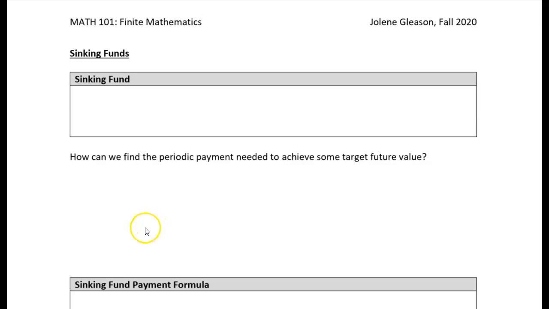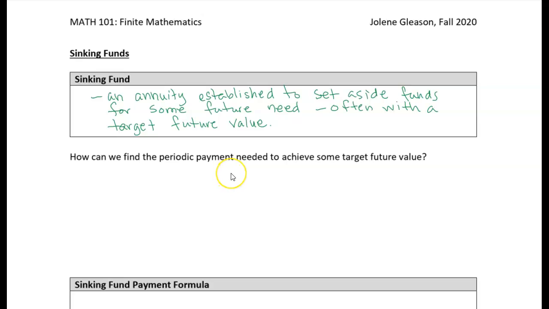All right. So, like I said at the end of the last video, a sinking fund is an annuity established to set aside funds for some future need, and there's often a target future value. For example, in that last example, example 4, John was trying to save $12,000 for a car over 3 years, and what he really wanted to know was how much he should set aside every month. What should his monthly payments be in order to get to a target future value of $12,000?